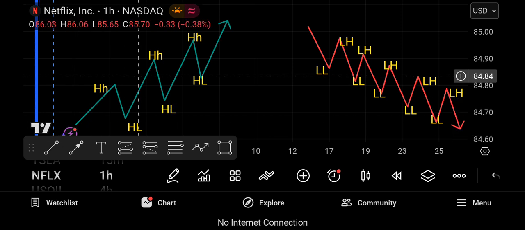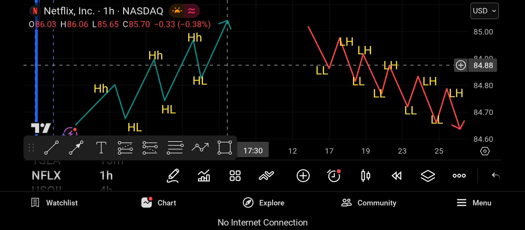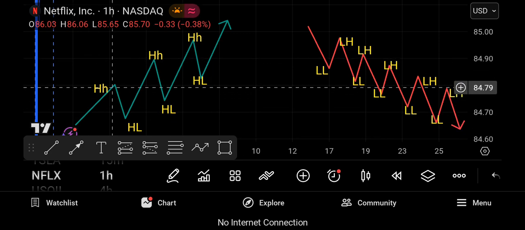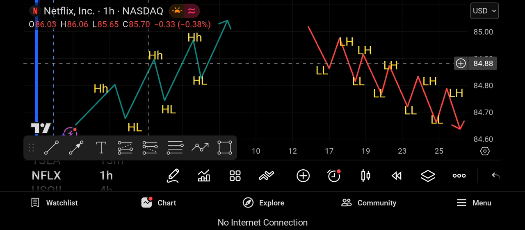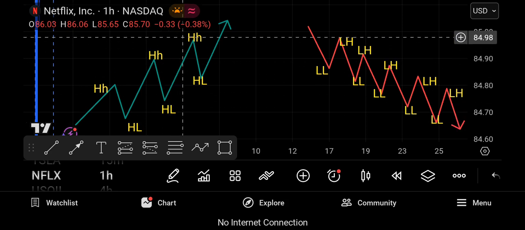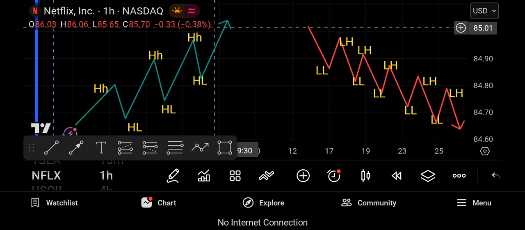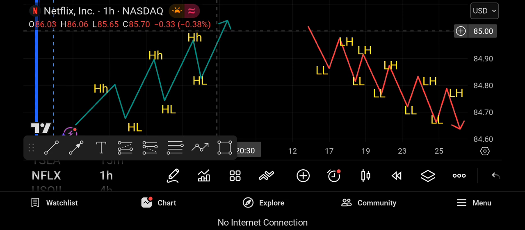It's creating high, high, high, low, high, high, high, low, which defines that the market is now in an uptrend. You are to look for buying opportunities. The market is in what? It is in an uptrend.